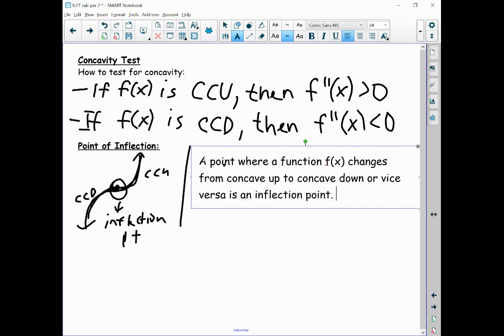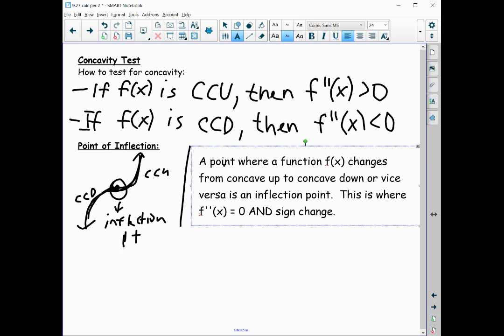Now, what does that mean for the second derivative? Let's think about this. If we went from concave down, that's a point where the second derivative is negative. If we change to concave up, now all of a sudden the second derivative is positive. So for an inflection point, this is where the second derivative, f double prime of x, equals 0, and there is a sign change.